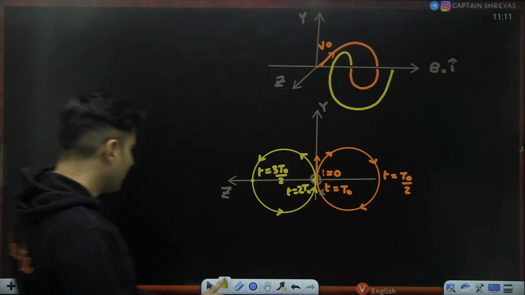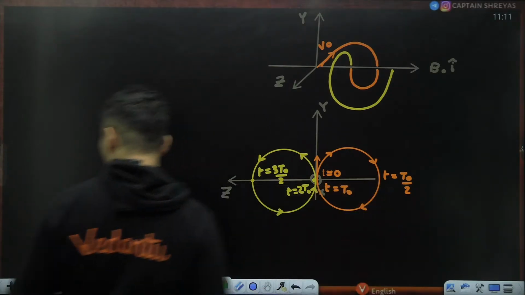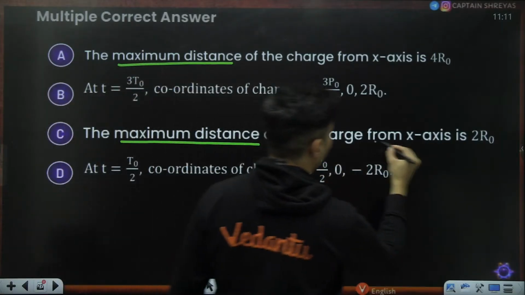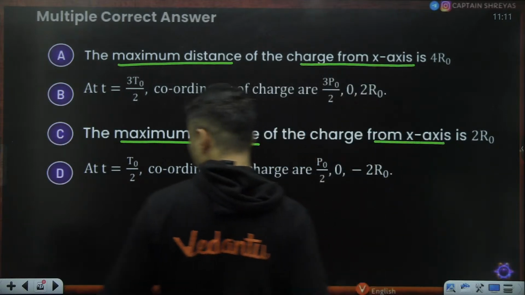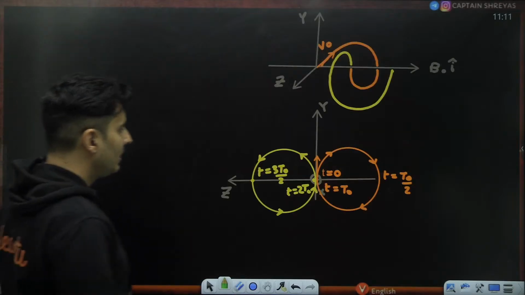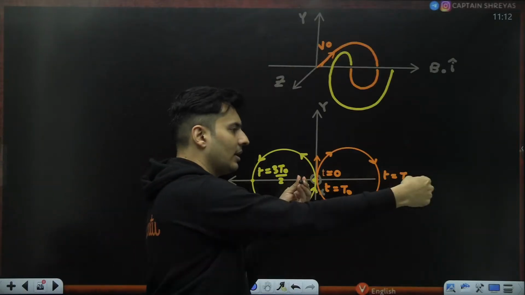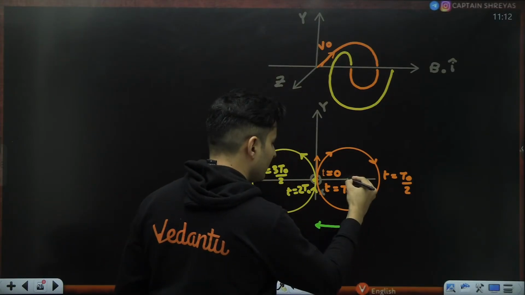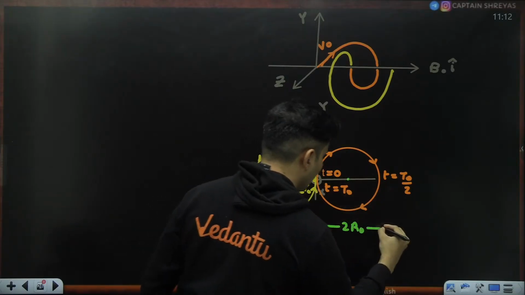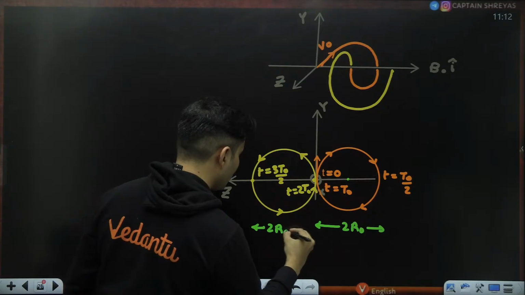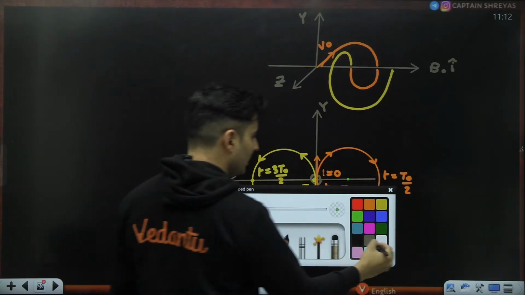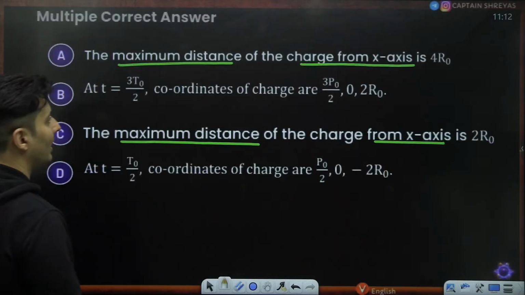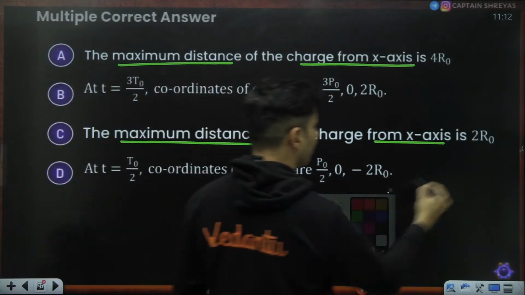Okay. So now, one of the options mentioned over here was the maximum distance of the charge from the x-axis. The x-axis is towards you. From the x-axis, it can go here, it can go here. What is this distance, guys? If this is R0, this will be 2R0 on this side, or even on this side. This will also be 2R0. Are you able to visualize this? Because the radius of the circle will be R0. So the maximum distance is 2R0.